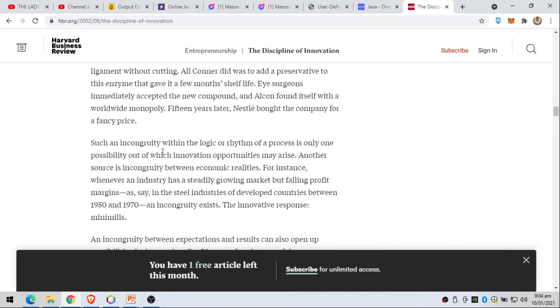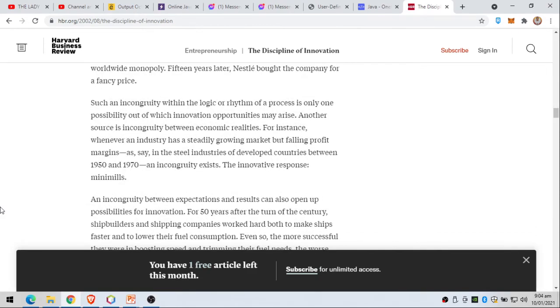So such incongruity within the logic or rhythm of a process is only one possibility out of which innovation opportunities may arise. Another source is incongruity between economic realities. For instance, whenever an industry has a steadily growing market but failing profit margins, as in the steel industry of developed countries between the 1950s and 1970, the incongruity exists. The innovation response is minimal.